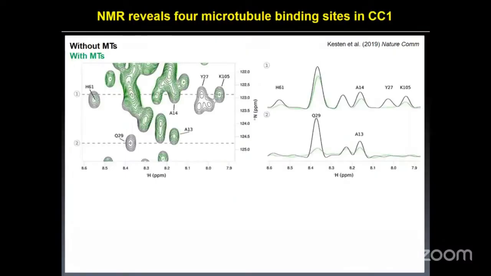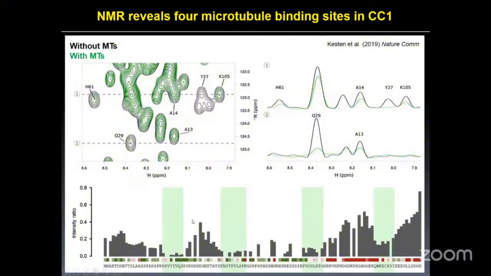And now we can nerd out even more, right? And begin to plot basically the plus/minus microtubule signals, and then look at which amino acids are now really in close vicinity to these microtubules, right? And you can basically plot this ratio and then find out that probably you have these 4 microtubule binding domains of a protein.